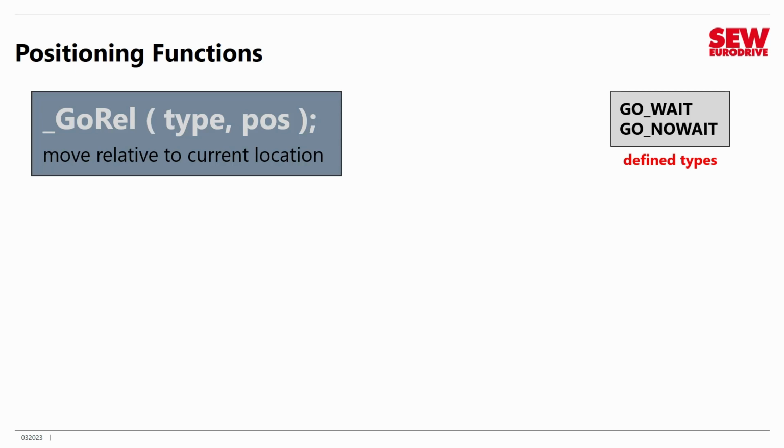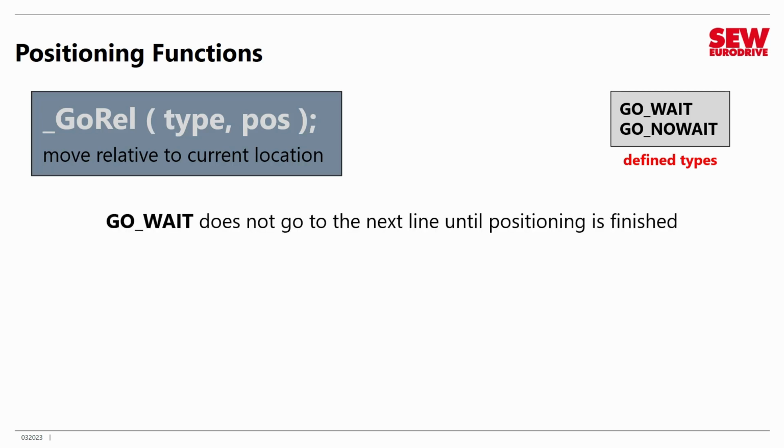They're called wait and no wait. So this function can be either a wait function or a no wait function. That's all you can do with type. Tell it how you want it to behave. Do you want it to start positioning and wait until it's finished? That's what you do with go wait.